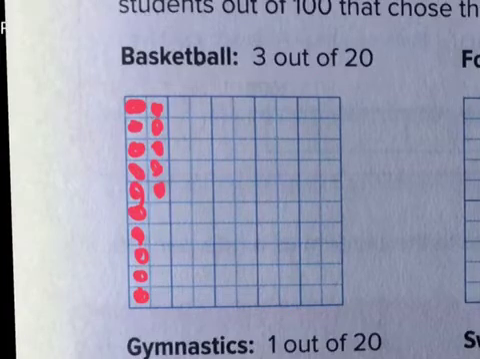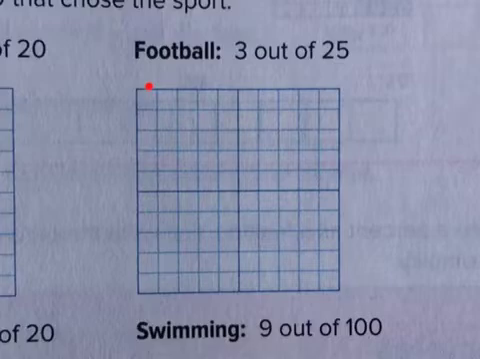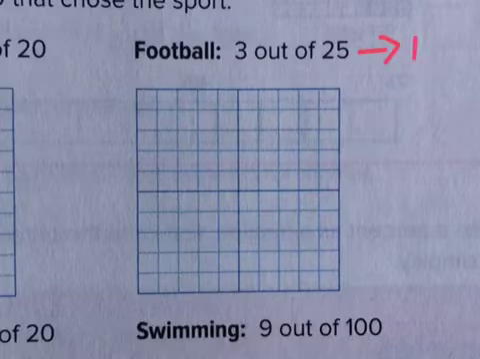Let's try the second one, football. Okay, for football, again, we have a square out of 100, right? And our ratio is 3 out of 25. What do I do to the 25 to make it into 100?